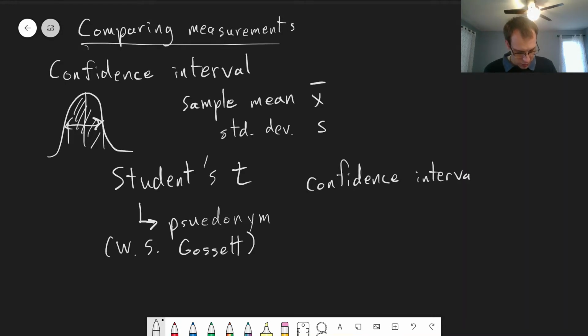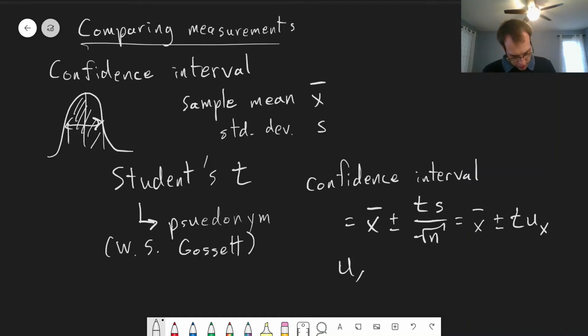So the confidence interval is given by this equation. It's equal to the sample mean plus or minus student's t times the sample standard deviation divided by the square root of the number of measurements. We sometimes rewrite this as x bar plus or minus t times ux, where ux is equal to the standard deviation of the mean.